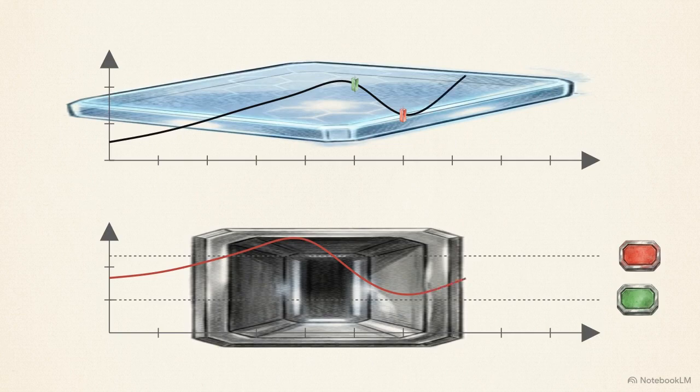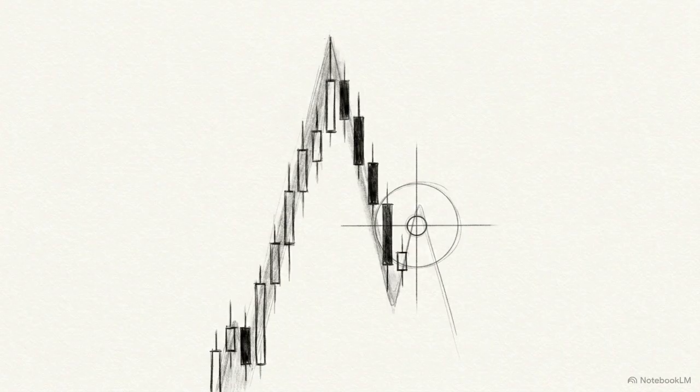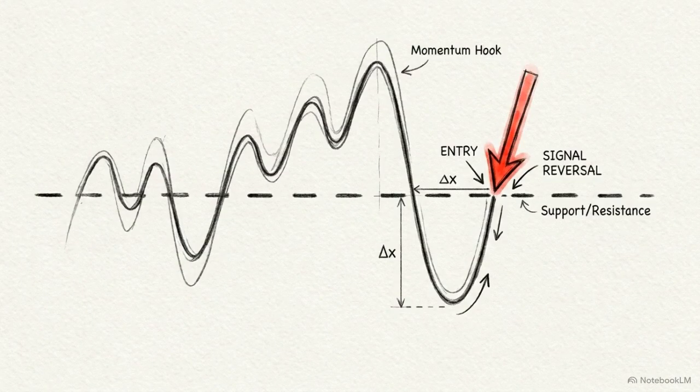There is an even stronger signal called divergence. Here, the actual price makes a new, higher peak, but the DeMarker creates a lower peak. The price and the underlying momentum are directly contradicting each other. Catching a reversal is never about guessing the absolute top. It is about waiting for divergence and hooks to prove the buying pressure is dead.